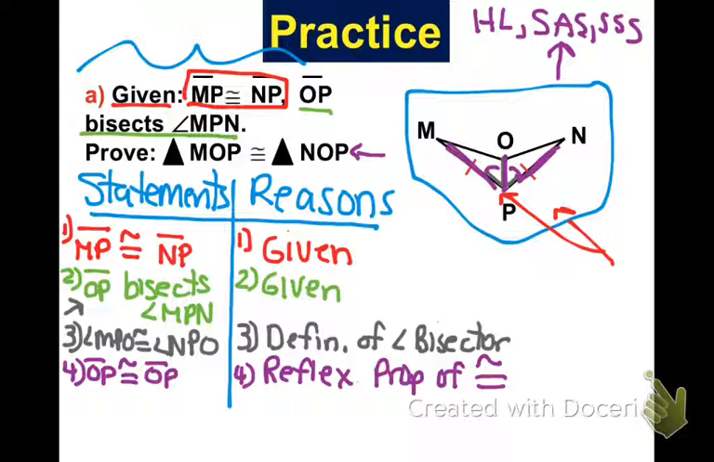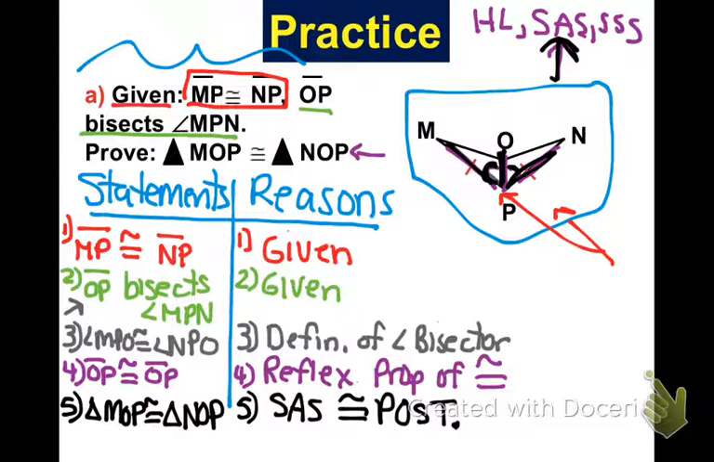So now we have our 3 parts. We have side, we have angle, and we have side. So for number 5, we have triangle MPO is congruent to triangle NOP by the side angle side congruency postulate.